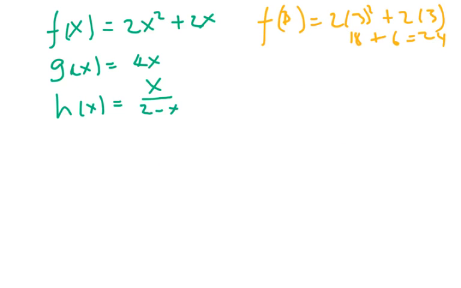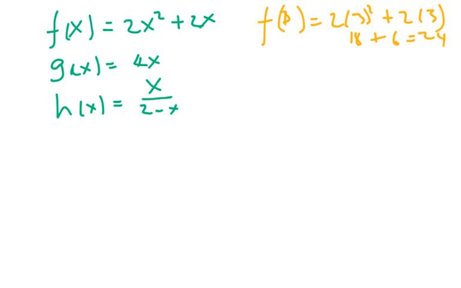If you're requested to work out, for example, f of 3, you simply put a 3 in instead of the x. So you're passing a value of 3 into the x. So you're going to get 2 times 3 squared plus 2 times 3, which is 2 times 9, 18, plus 2 times 3 is 6, 24. And the same with all of these.